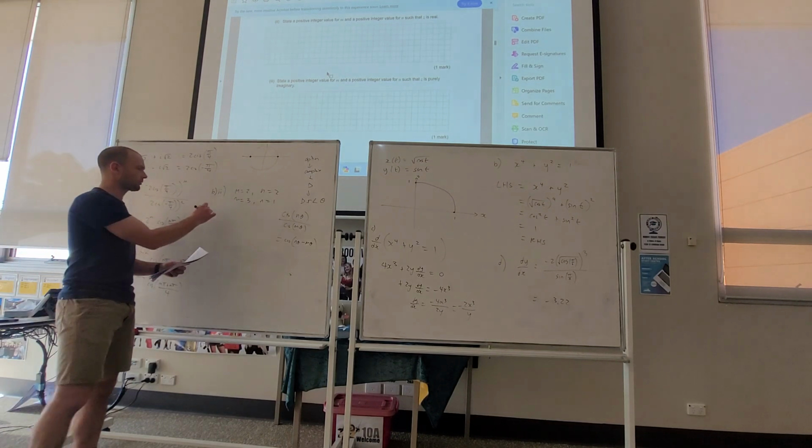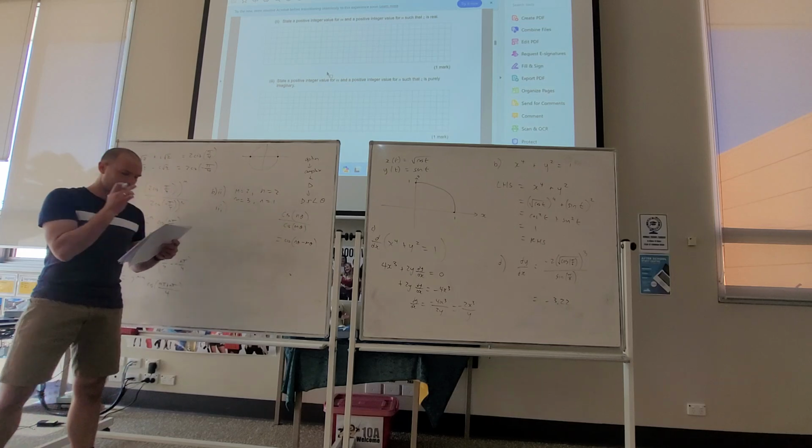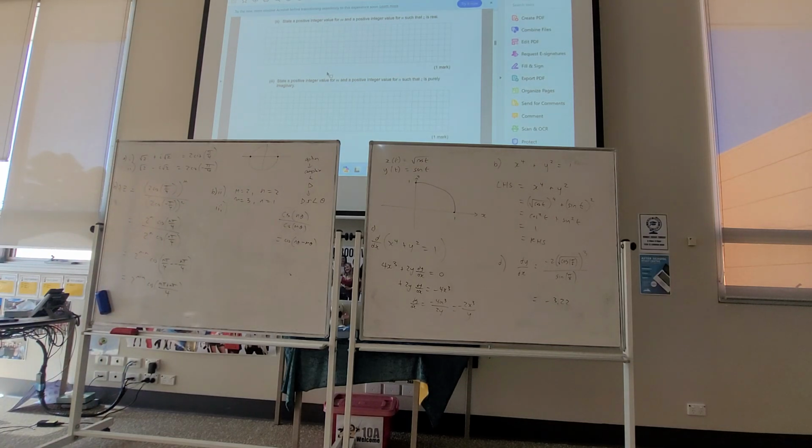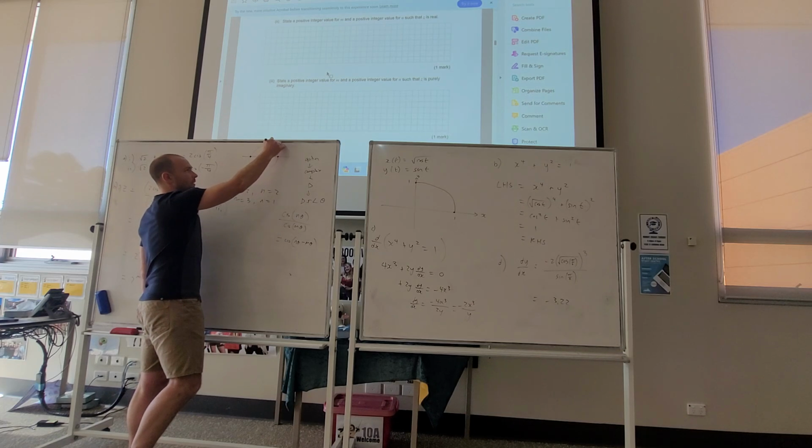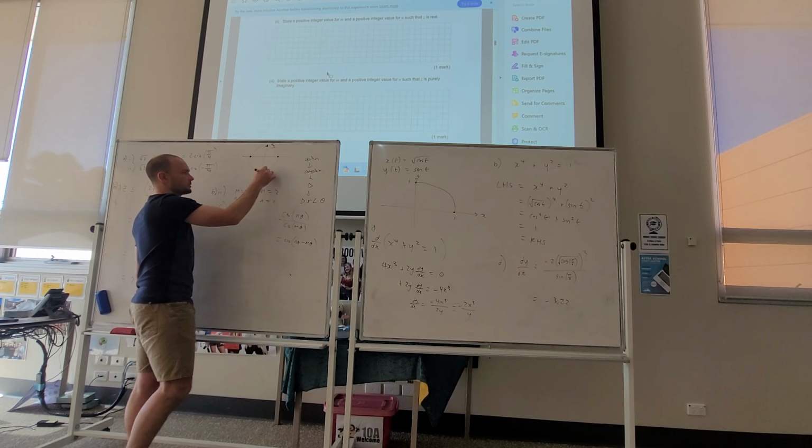Okay, and then for part 3, find values of m and n such that z is purely imaginary. So it's purely imaginary here and here, so that's multiples of pi on 2 and multiples of 3 pi on 2.